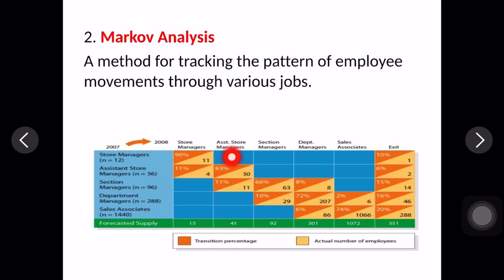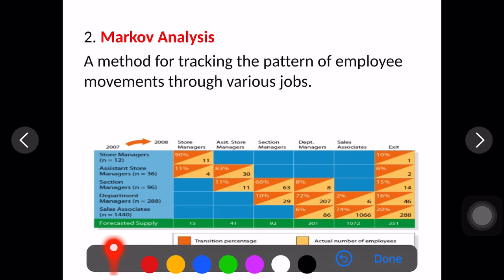So kalau you tengok kat sini, yang dekat atas ni, dia store manager, assistant store manager, section manager, department manager, sales associate. Ini basically kita refer kepada industri retail. Siapa pernah kerja retail? Retail ni contoh macam promoter semualah. So kita guna Markov analysis. So basically definitely lah bahagian sales associate duduk piramid bawah tu lah yang paling banyak sekali yang exit. Sebab tak tahan kerja lebih daripada 8 jam. Itu kita kata dengan Markov analysis. You track the pattern.